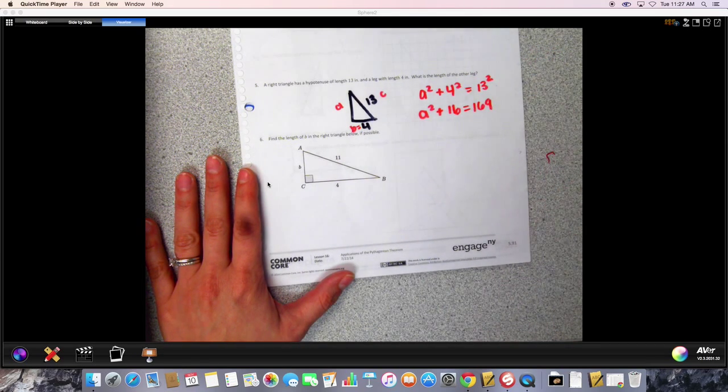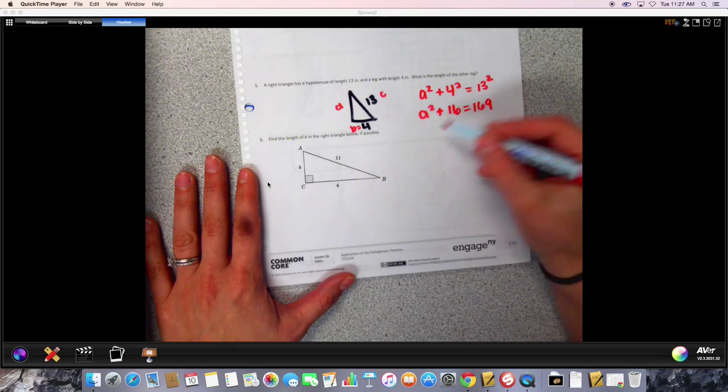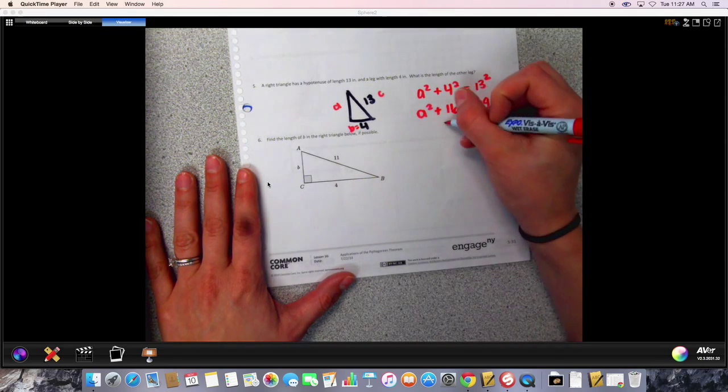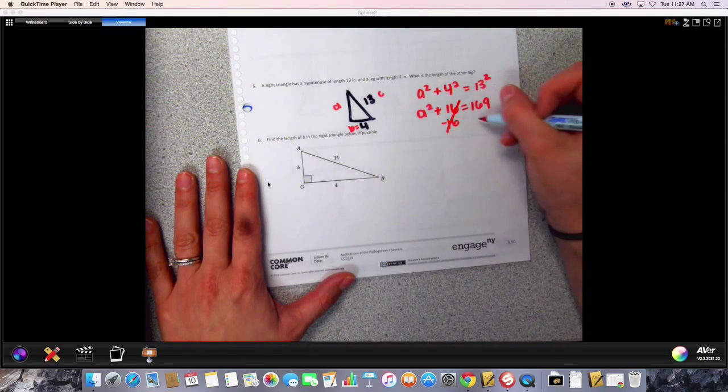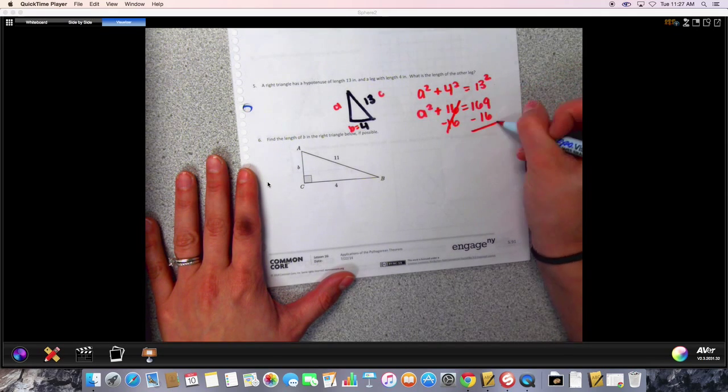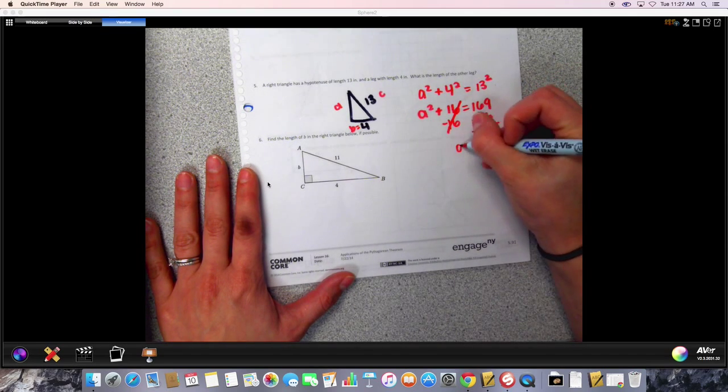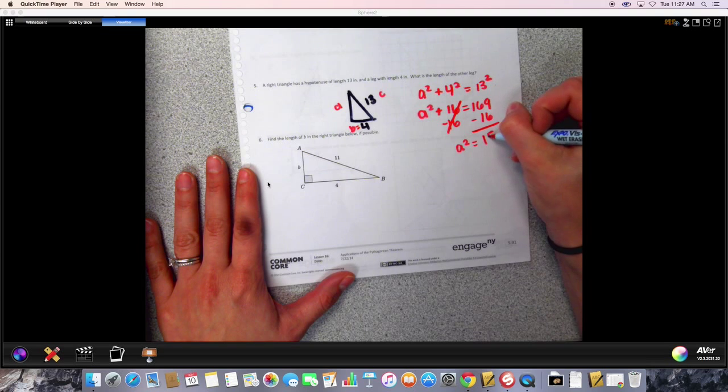Okay, and then in this case, we want to subtract again because we're trying to find A. We're trying to solve this equation. So I'm subtracting here to cancel. Subtract here so we can use this number. Now we have A squared equals 153.